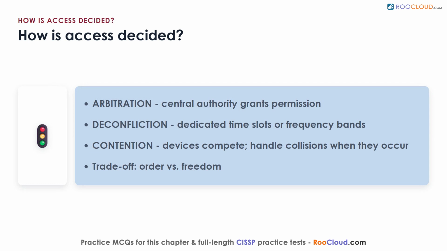And contention lets devices simply compete for the medium, transmitting when they have something to send and dealing with collisions when they happen. The trade-off is order versus freedom. Coordinated methods prevent chaos but add overhead, while contention is simple but can get messy. Think of a meeting run by a strict chairperson versus scheduled speaking slots versus a free-for-all where people jump in.